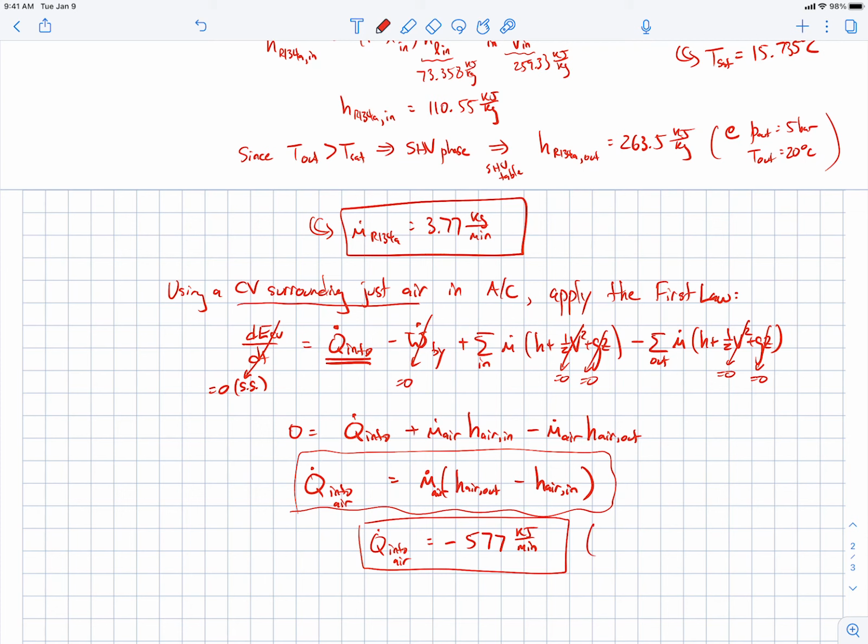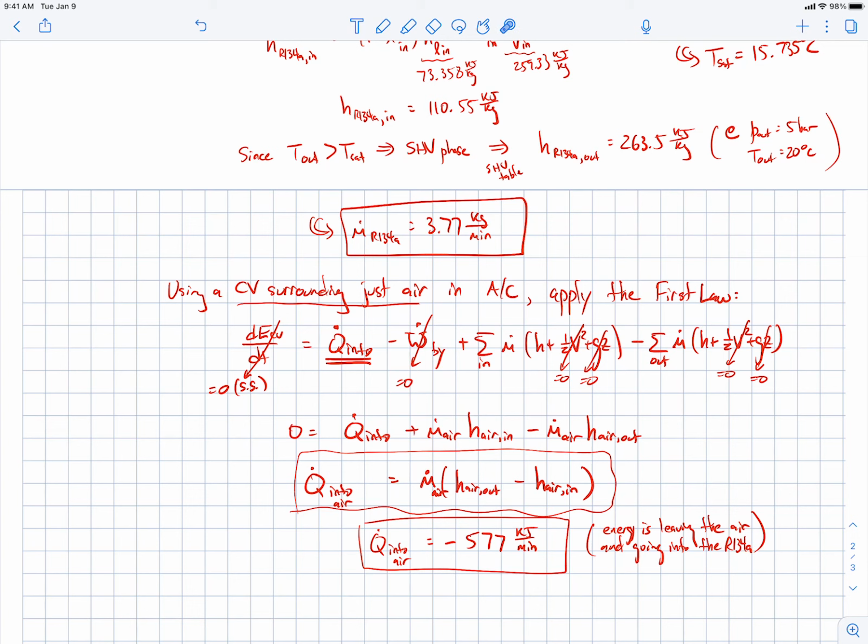which means that there's energy leaving the air, in fact. So I'll just make a note here. Energy is leaving the air, which is what you'd expect for an air conditioner, right? Energy is leaving the air and going into the R134A. That's how an air conditioner operates.